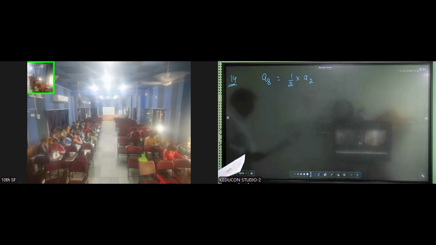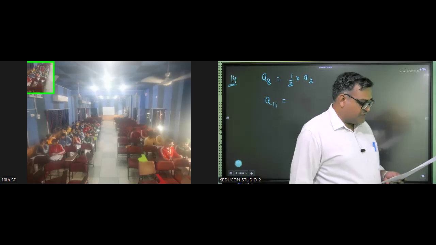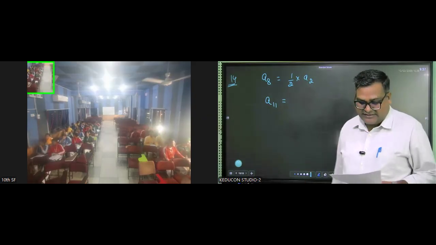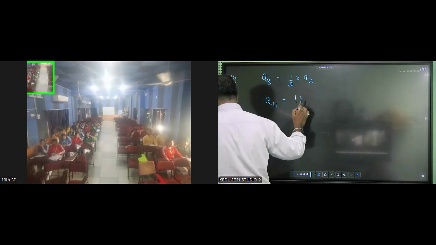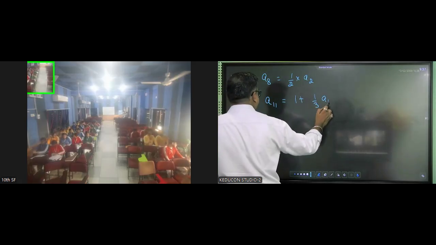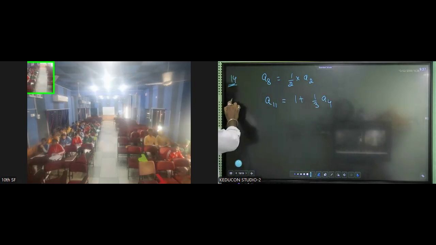Now the 11th term exceeds 1/3 of its 4th term by 1. What is the meaning of exceeds? Exceeds is more than, meaning the 11th term is 1 more than 1/3 of its 4th term. Find the 15th term. You have to find a15.